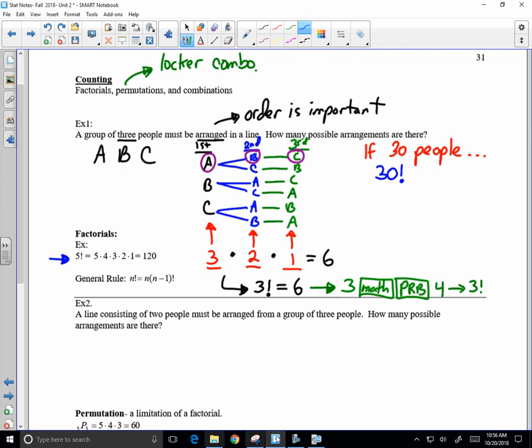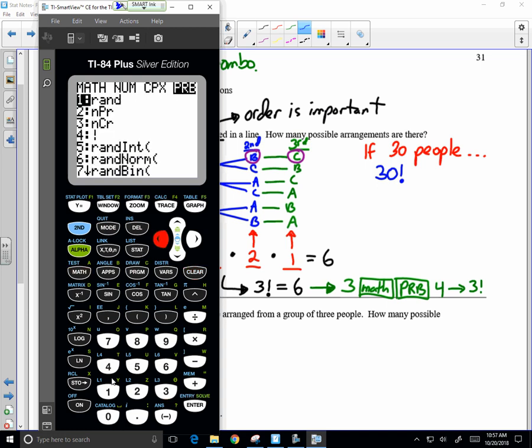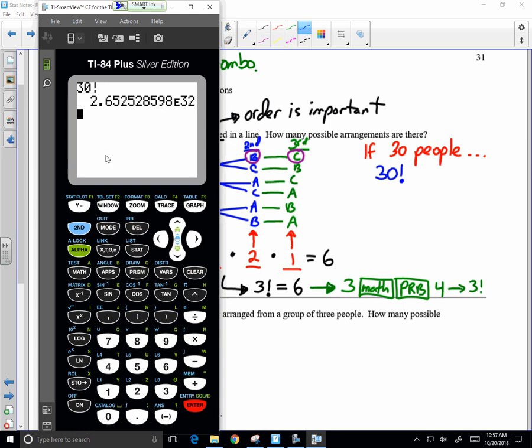Sometimes the numbers get large enough that they get a little out of hand, where you just leave it in factorial form. Like if it was 100 factorial, I would probably just leave it as 100 factorial rather than writing the real number, because they get pretty big pretty quick. Math, probability, option 4. And you get that, you see? Look at that. The scientific notation is just terrible.